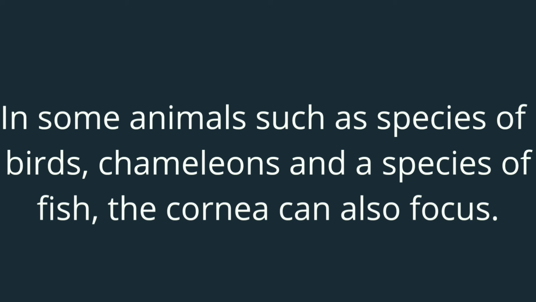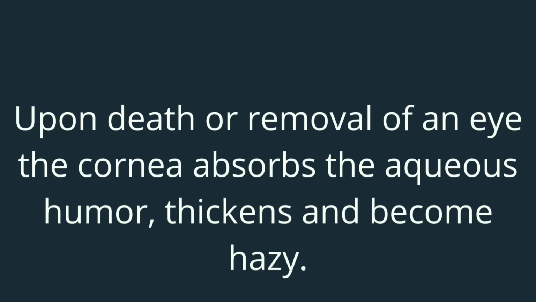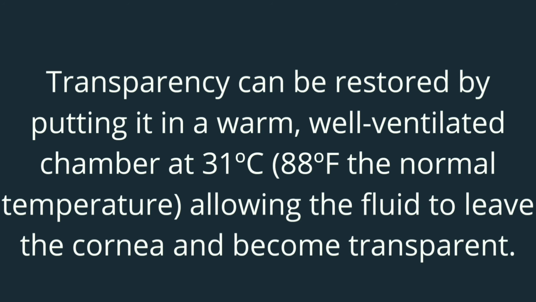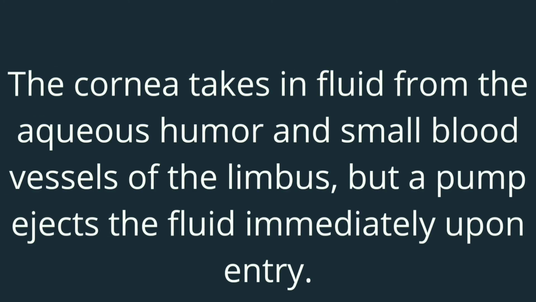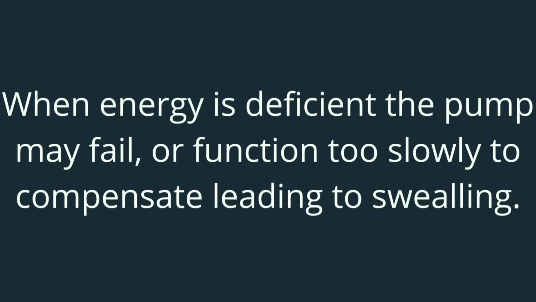Upon death or removal of an eye, the cornea absorbs the aqueous humor, thickens and becomes hazy. Transparency can be restored by putting it in a warm, well-ventilated chamber at 31 degrees centigrade, 88 Fahrenheit, the normal temperature, allowing the fluid to leave the cornea and become transparent. The cornea takes in fluid from the aqueous humor and small blood vessels of the limbus, but a pump ejects the fluid immediately upon entry. When energy is deficient, the pump may fail or function too slowly to compensate, leading to swelling.